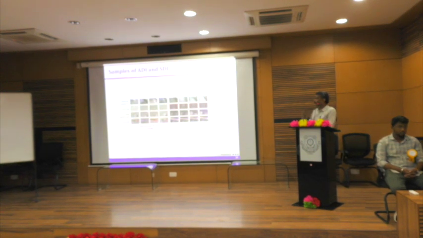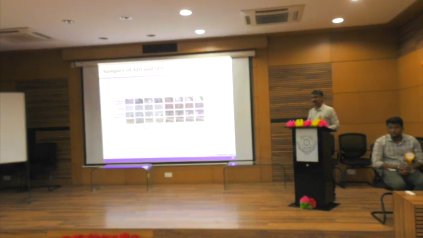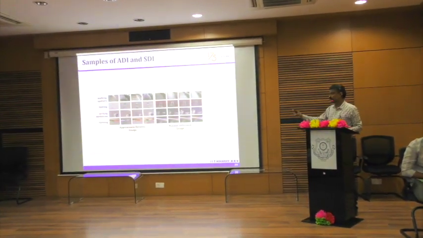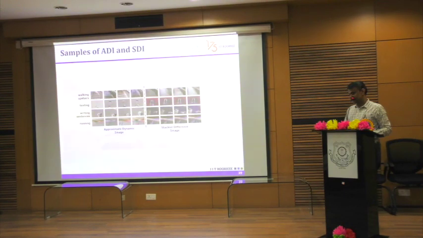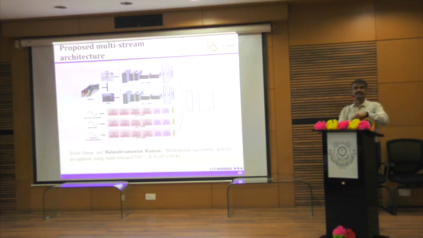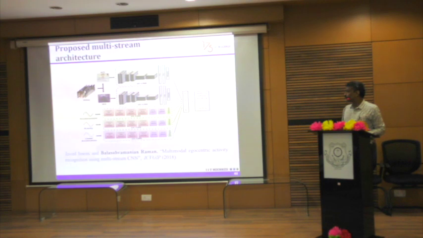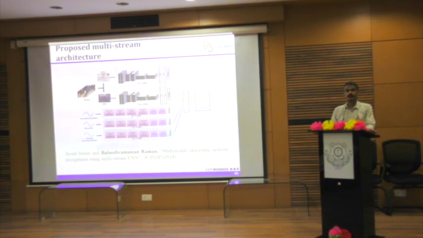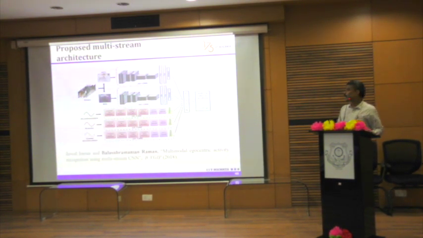For example, from the video, assume that we get an approximate dynamic image, which you call an ADI, and a stack difference image, which you call an SDI, right? So the architecture goes like this. You have a video and a signal generated by the wearable device, and you train the neural network. In the hidden layer, you are training a two-dimensional convolutional neural network and a one-dimensional convolutional neural network, and you find out the classes, right?